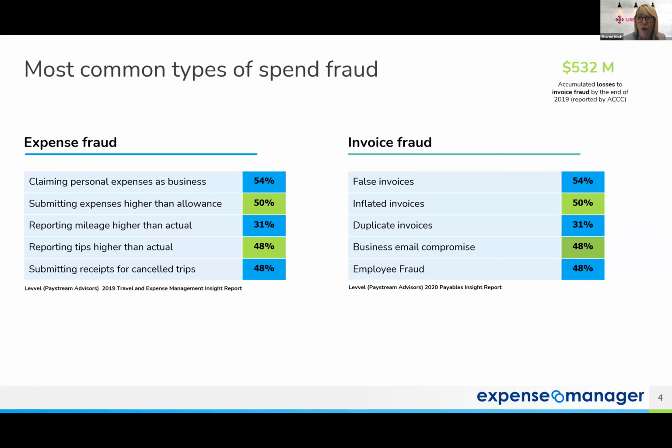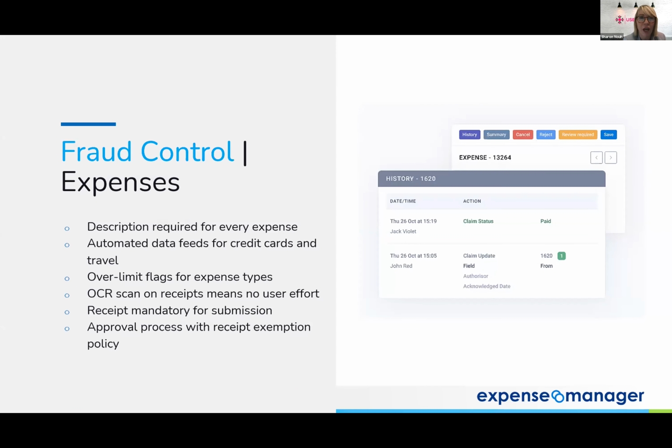Fraud in Australia is rising all the time. The most common types of spend fraud have been well documented by industry advisors, particularly PayStream. All of these fraudulent activities that are on your screen happen when business processes are manual and there is little or no oversight of spending money. So where does automation come in?